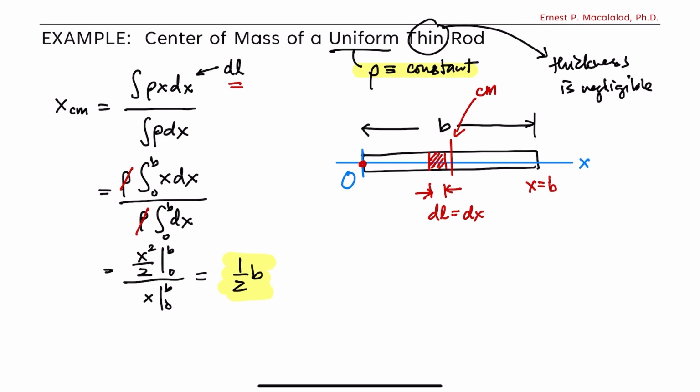So that's it. That's a simple example to illustrate how to calculate center of mass. In this case, center of mass of a uniform thin rod. So in the next video, we're going to talk about more examples in different dimensions, for 1 dimension, 2 dimensions, and even 3 dimensions to help you understand how to calculate the center of mass of these objects.